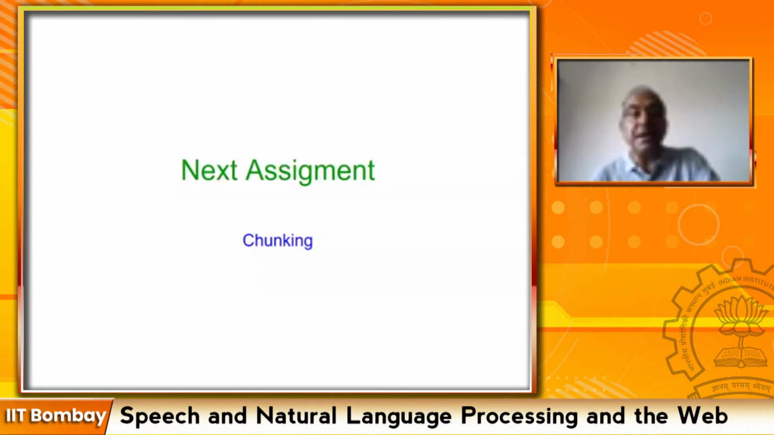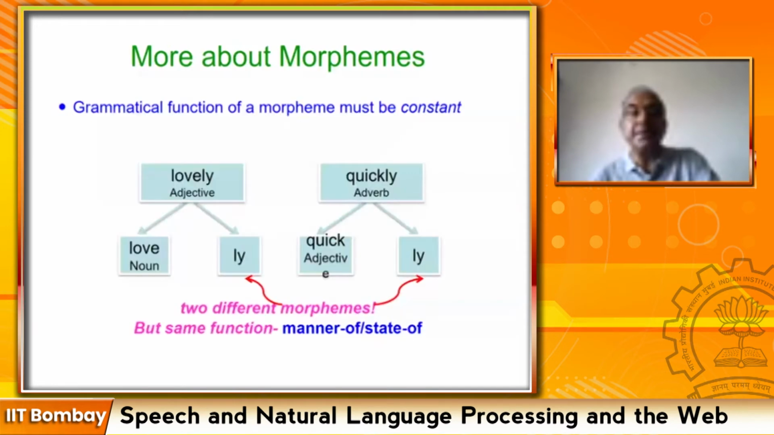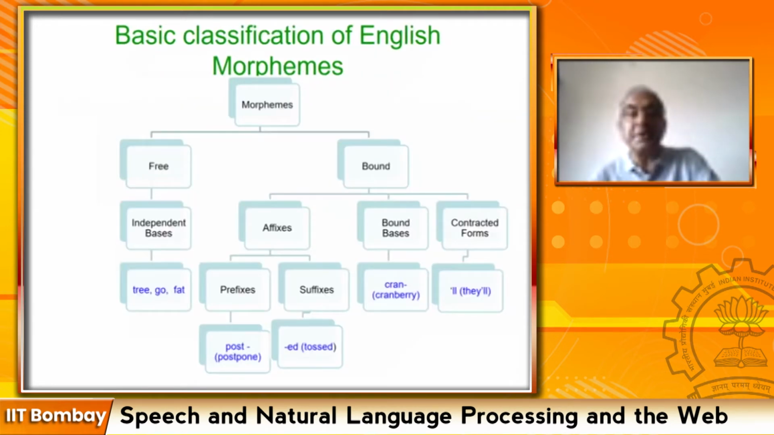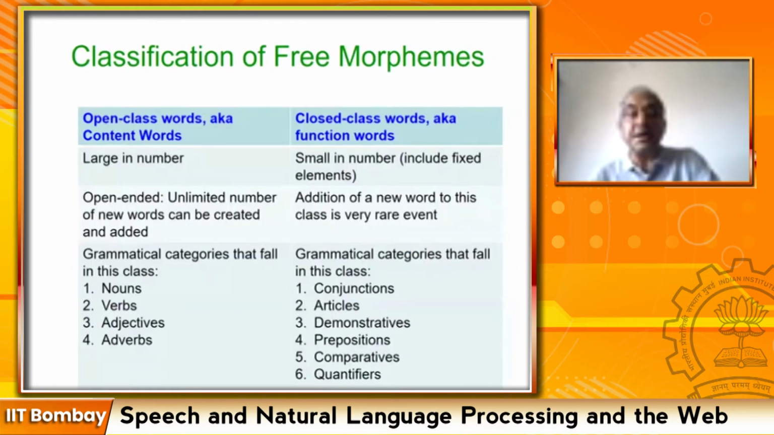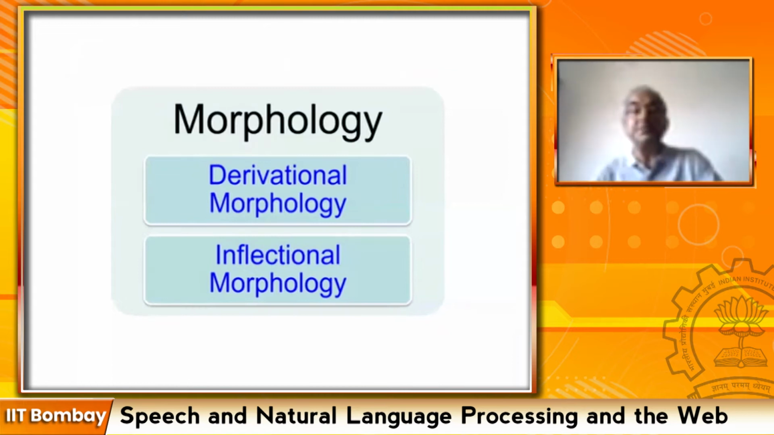We need to know a little bit more about the morphological process, and we discussed free morpheme, bound morpheme. In bound morpheme, we discussed prefix, suffix, infix. So those were done. Now we would like to distinguish between two different kinds of morphology, again very fundamental to natural language processing: derivational morphology and inflectional morphology.